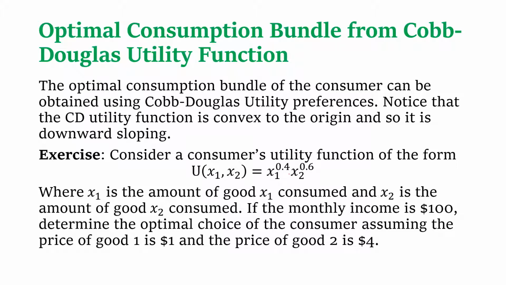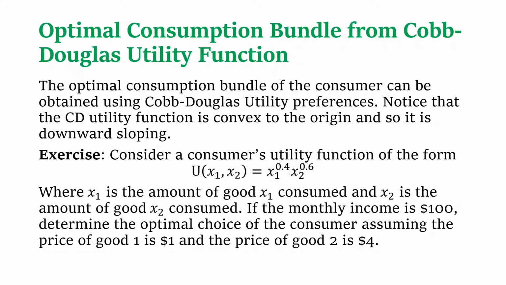You do the same thing for the marginal utility of good x2. If you are differentiating with respect to x2, you have to take the exponent of x2 here, and then you multiply by the entire utility equation. So it becomes 0.6 x1 to the 0.4. This time, this power remains unchanged, and then x2 to the 0.6 minus 1. So 0.6 minus 1 becomes negative 0.4.